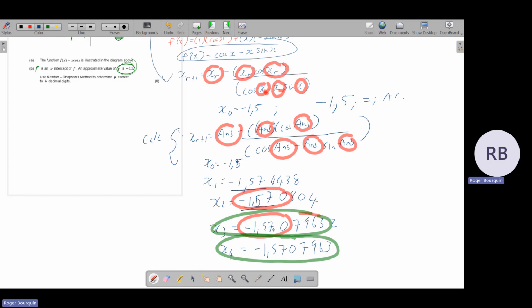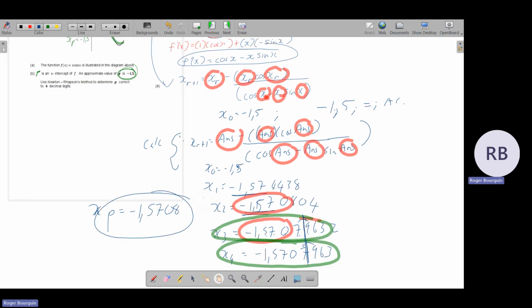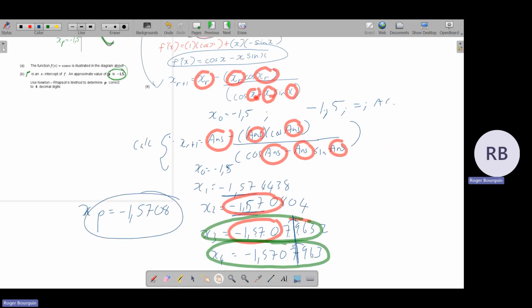So I go to the first digit, 1, 2, 3, 4, 5, that would be 5 digits. So I round back to get 4, and that 9 pushes that 7 up. So your final answer is P, which was the x-coordinate of the intersection, is equal to negative 1,5708, which is that point of intersection over there. And that is Newton's method done.